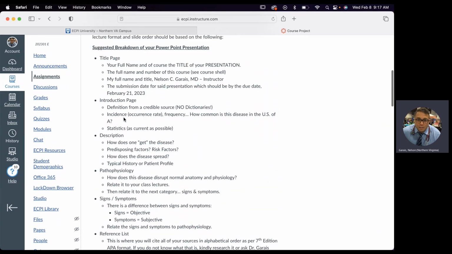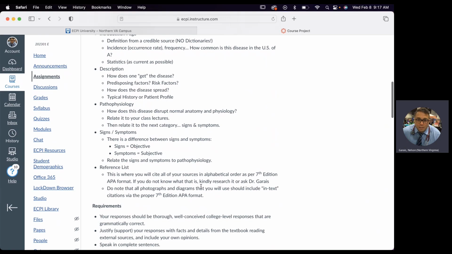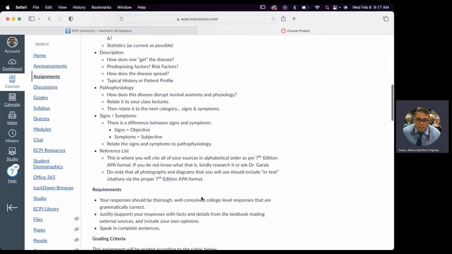Definitely you're going to cite where you got the definition from, and any pictures you used. Make sure you use pictures and diagrams that make sense and that are easily explainable. And make sure you cite where you got them from. You can look up how to cite pictures and diagrams in APA 7th edition format. You can Google that or come see me.